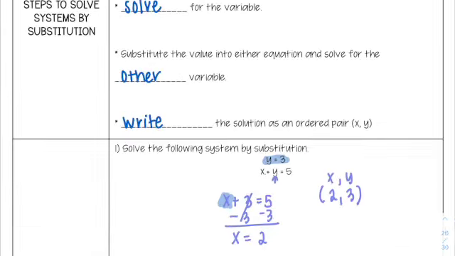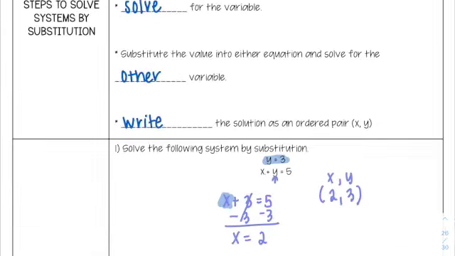Let's try the second example. So here we have our y equals, it was solved for us, but now we have 3x. So we're still going to substitute that into where our y value is. So we have 2x plus 3 times 3x equals 55. So we're just substituting 3x for y. So 2x plus 9x equals 55.